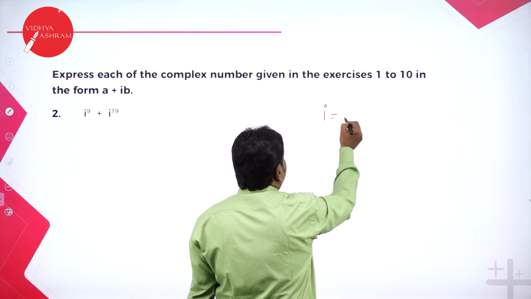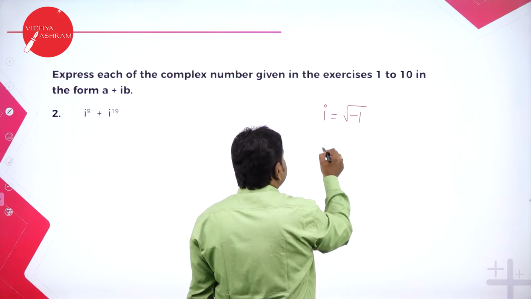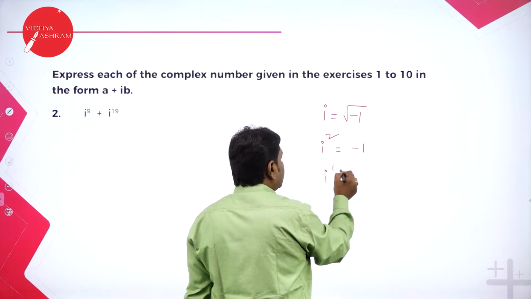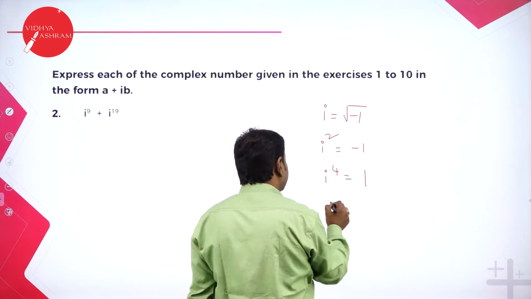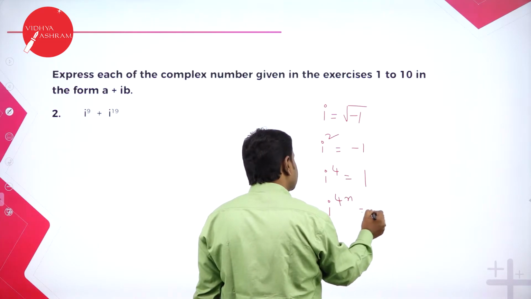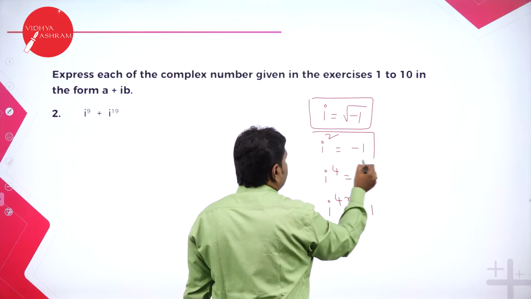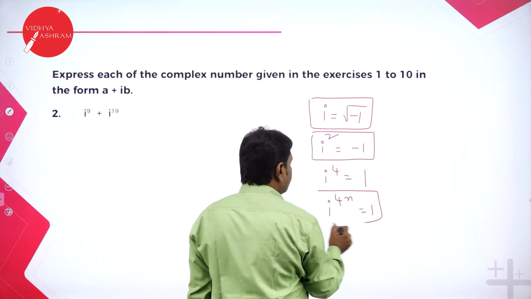So the value of i, all of you know, is root of minus 1. Second important thing, i squared value is minus 1. Third important thing, i power 4 value is 1. And fourth important, i power 4 multiple is 1. So the value of i, you should know, the value of i squared you should know, and i power any 4 multiple is 1.